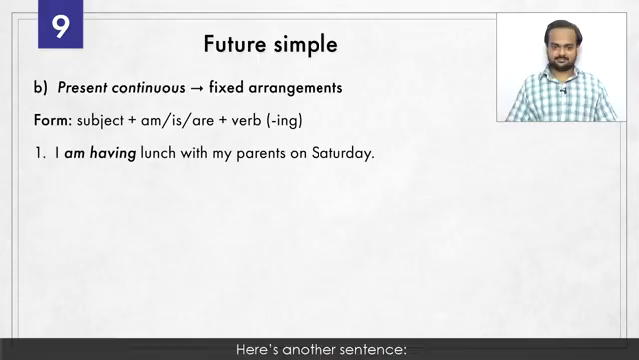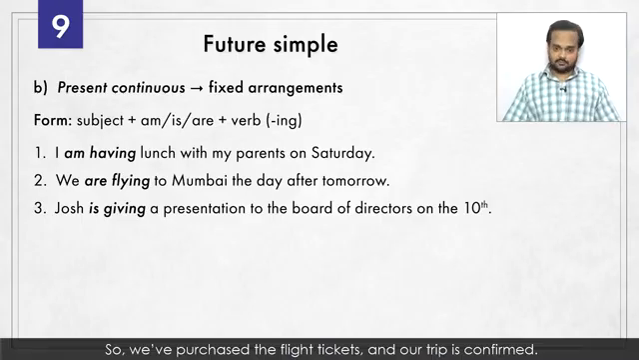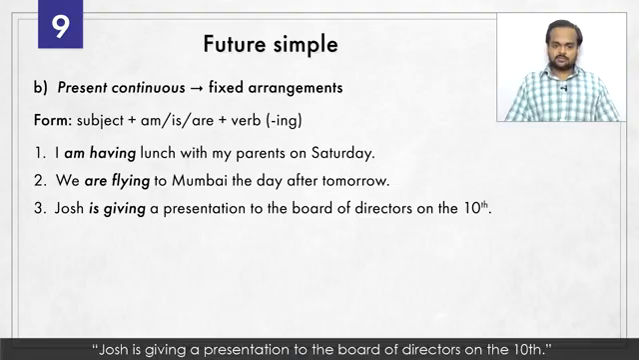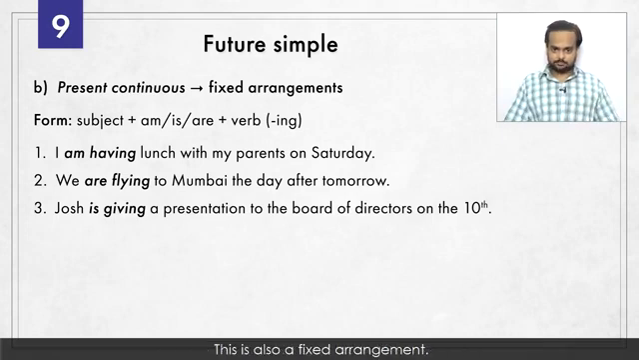It's fixed. Here's another sentence. We are flying to Mumbai the day after tomorrow. So we've purchased the flight tickets and our trip is confirmed. Josh is giving a presentation to the board of directors on the 10th. On the 10th means on the 10th of this month. This is also a fixed arrangement.